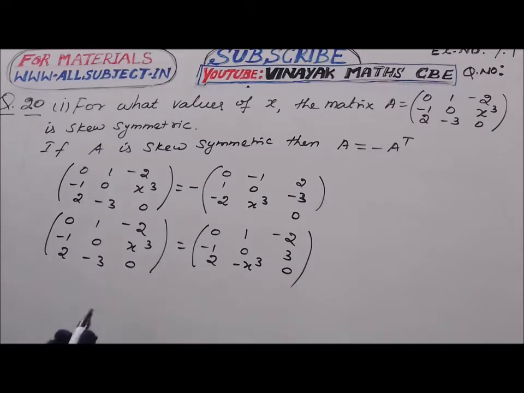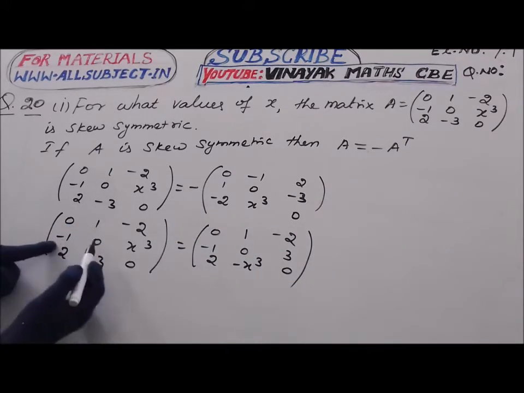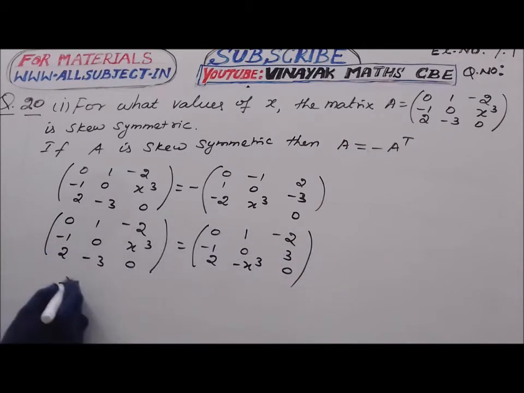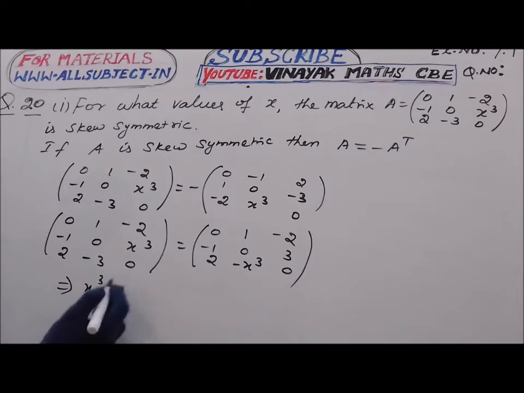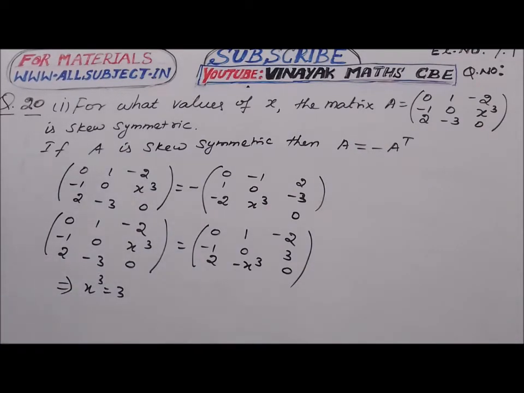Now we can equate the corresponding elements, which implies x cube equals 3. Both have equal order and there is an equal sign between them. This means these two are equal matrices.